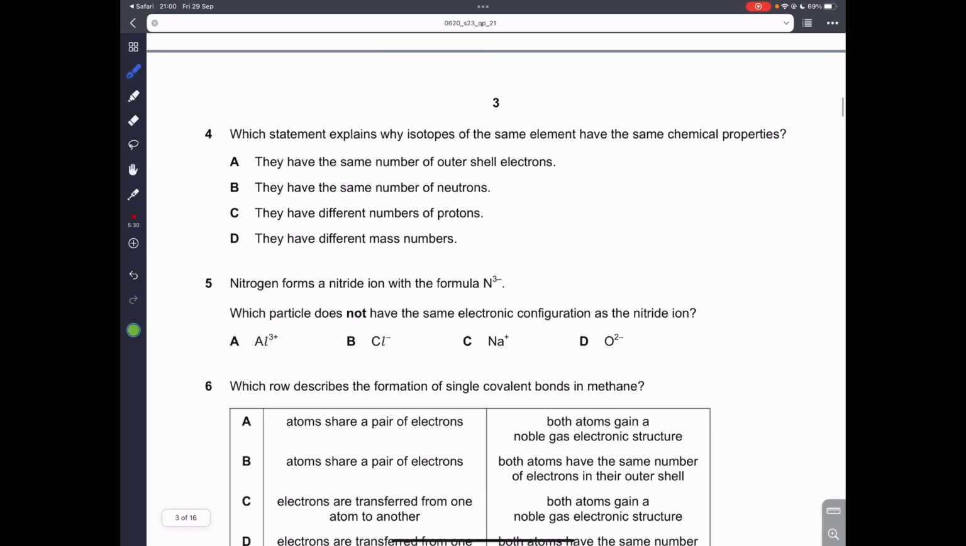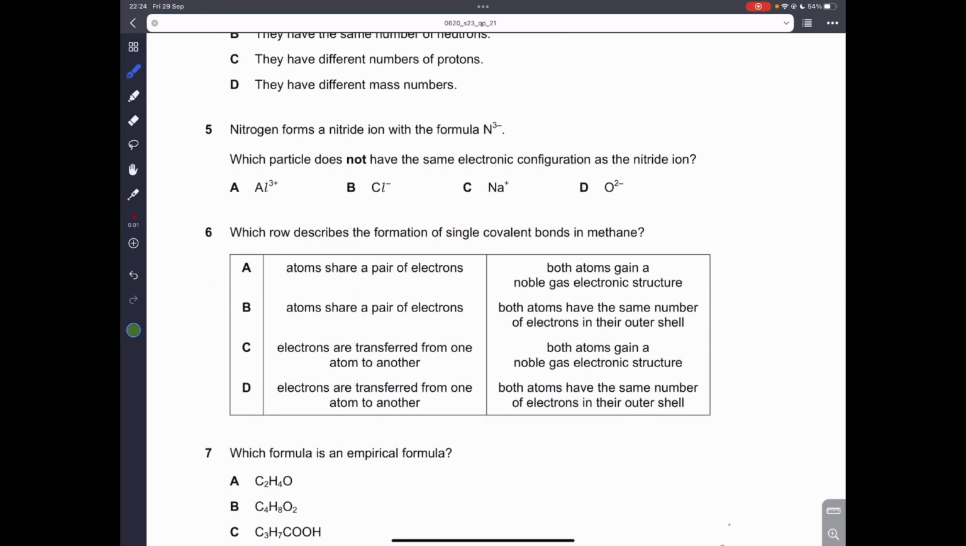Question number 4. Which statement explains why isotopes of the same element have the same chemical properties? This is because they have the same number of outer shell electrons, and you have to know that because electrons are the subatomic particles that give an element its chemical properties and reaction similarities, so A is most likely the answer.